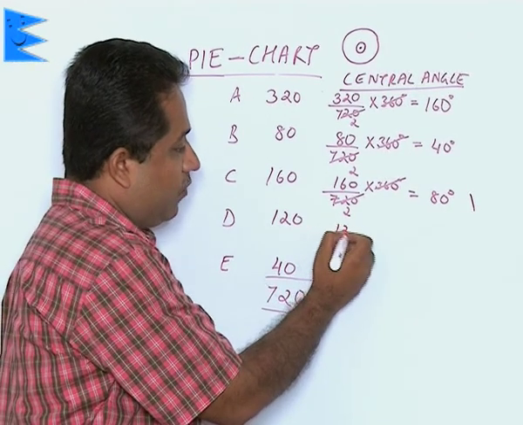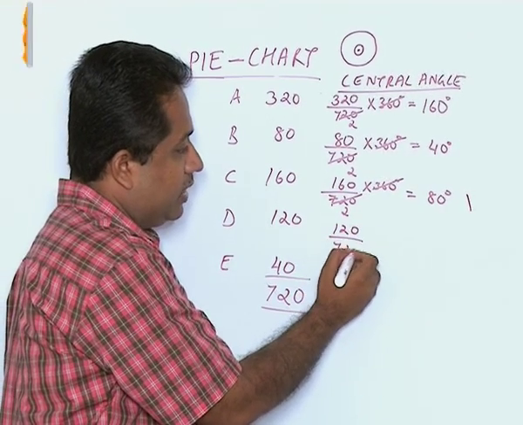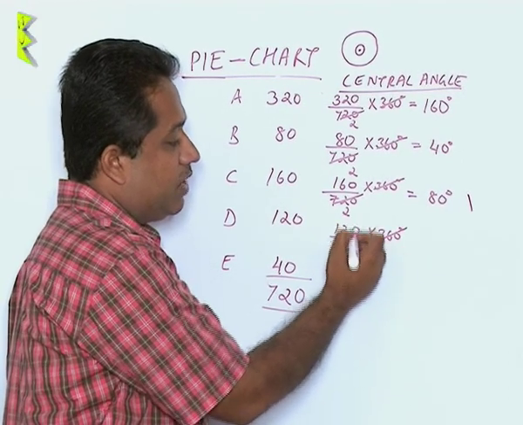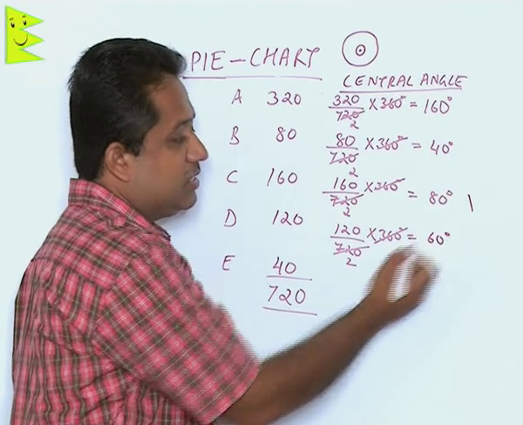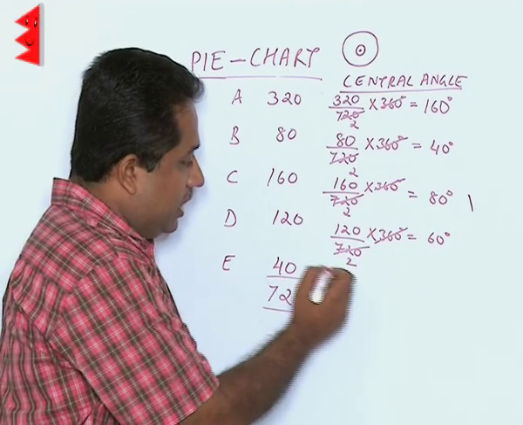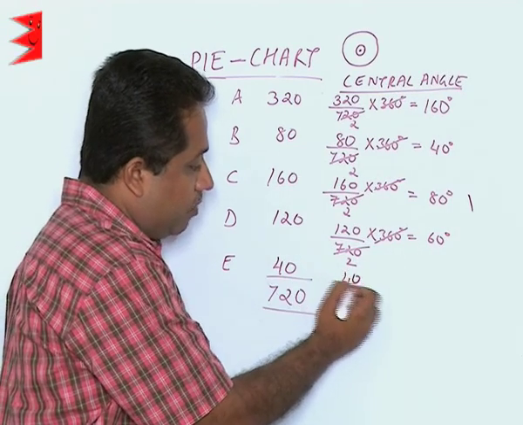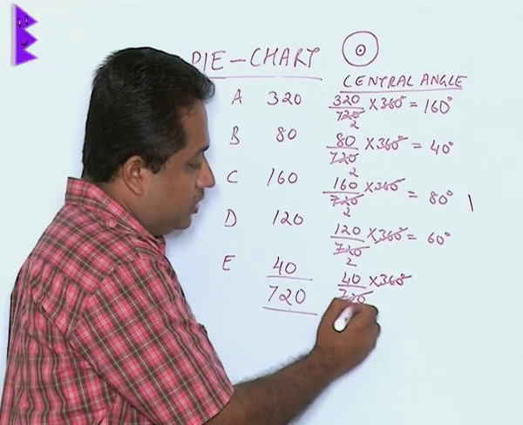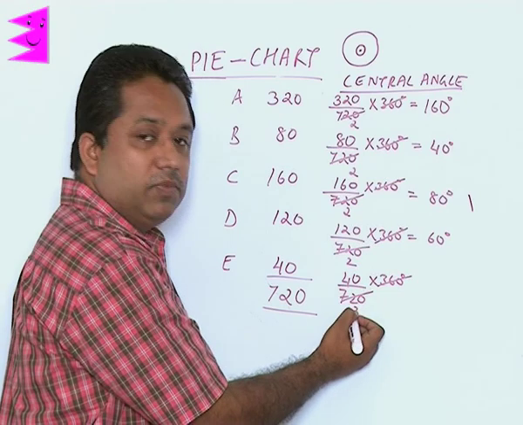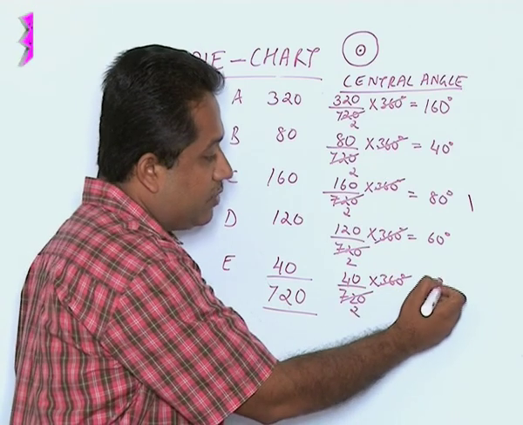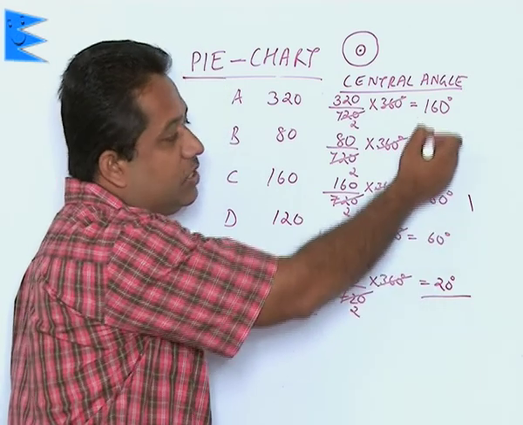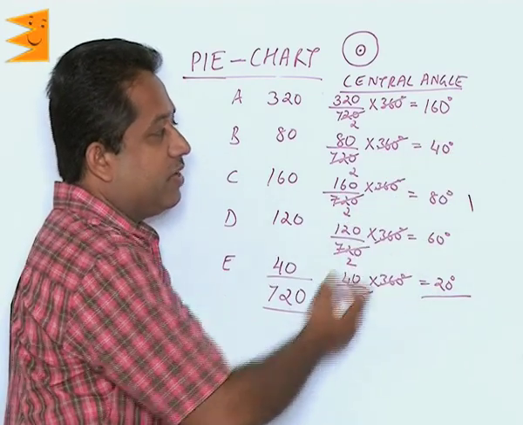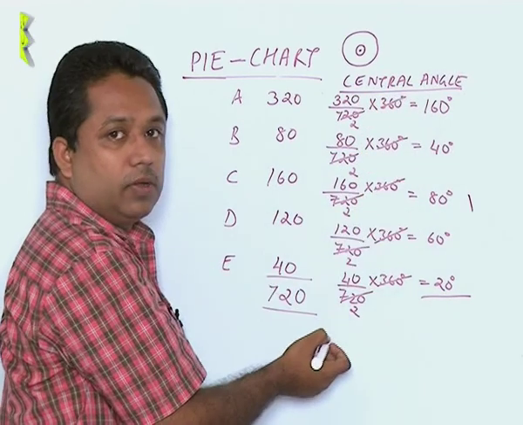Next one, we have D: 120 by 720 multiplied by 360. 360 goes 2 times, 120 by 2 we get 60 degrees. And finally, E is 40 by 720 multiplied by 360. This is 360 goes 2 times in 720, 40 by 2 we get 20 degrees. Now, you see the degrees of the central angle. We will add these to verify whether the calculation is correct or wrong.